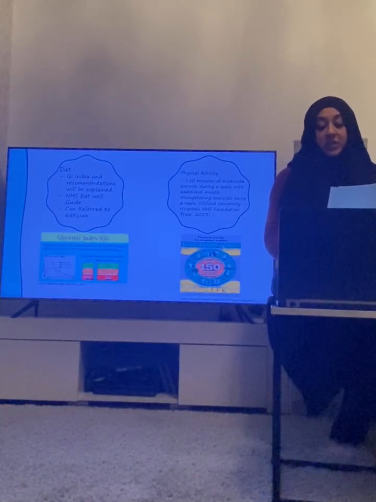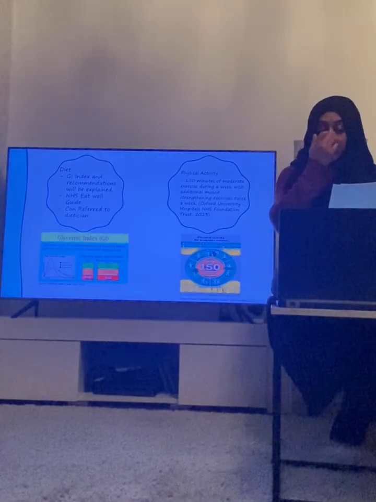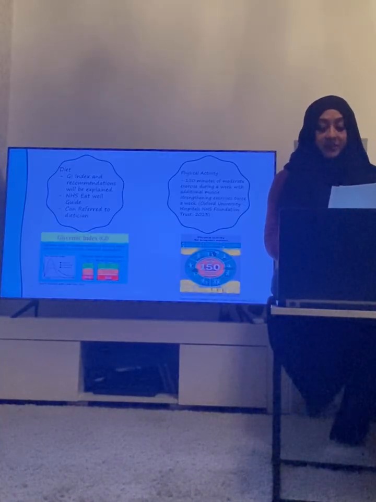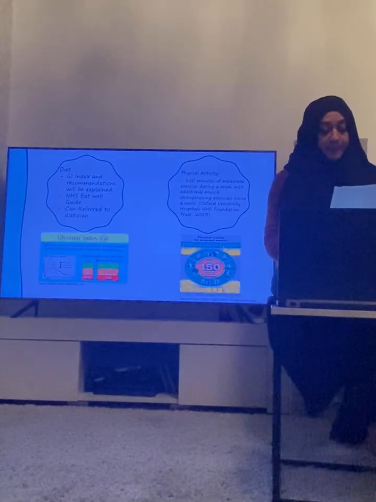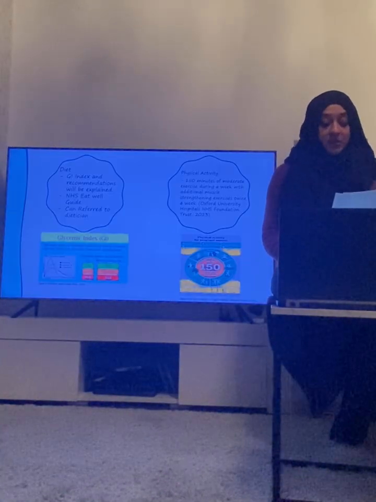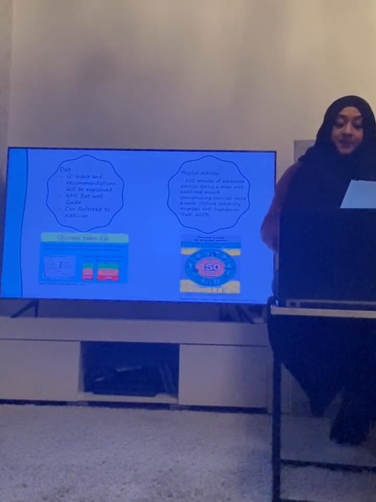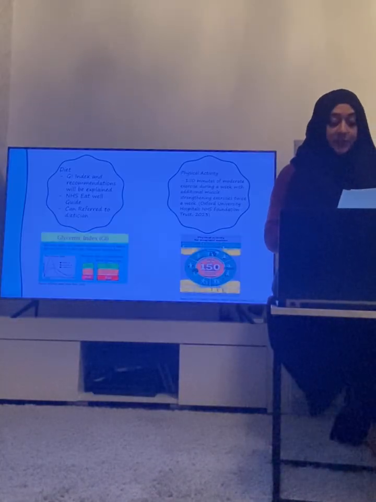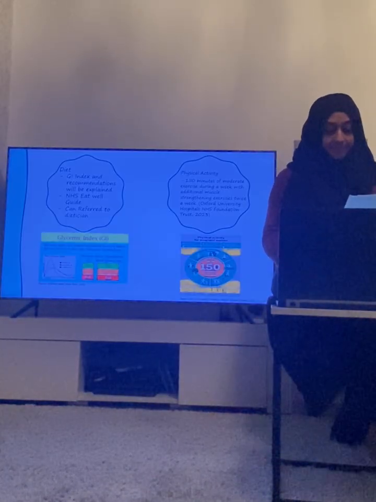Replacing high GI foods and drinks for slower, lower GI ones is better for managing blood sugar levels in people with gestational diabetes. A pregnant person may also be referred to a dietitian for further support. The NHS Eat Well guide may also be recommended.